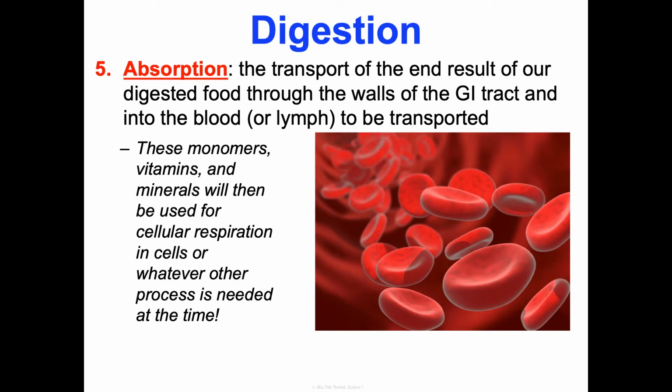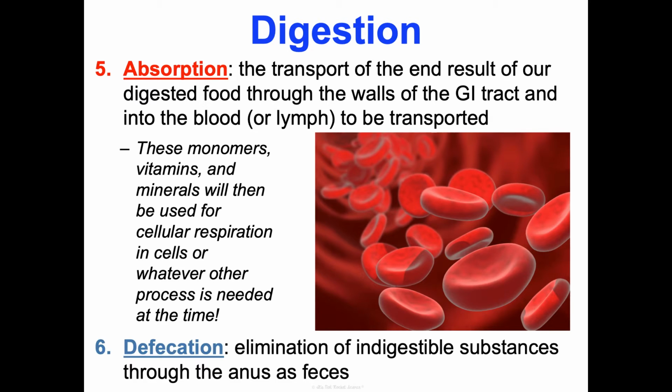Maybe we're going to take amino acids and reassemble those into proteins that certain cells need to accomplish a process. It's totally dependent on what the cell needs and when. And then last is defecation, which is a fancy term for the elimination of the indigestible substances through the anus as feces or poop.